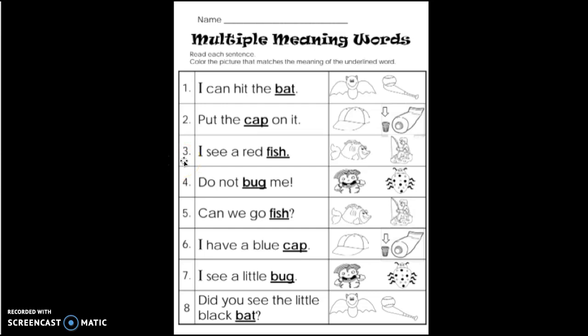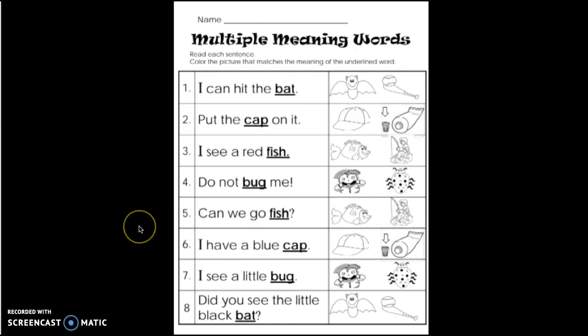Number 3, I see a red fish. I see a red fish. Fish. What type of fish are they talking about in this sentence? Color it. Number 4, do not bug me. Do not bug me. Bug. What type of bug are they talking about? Color the picture.